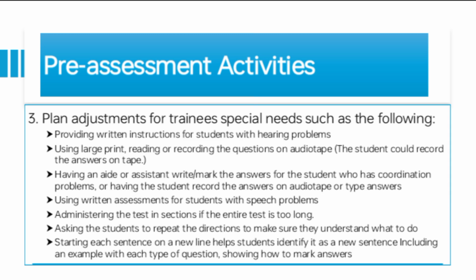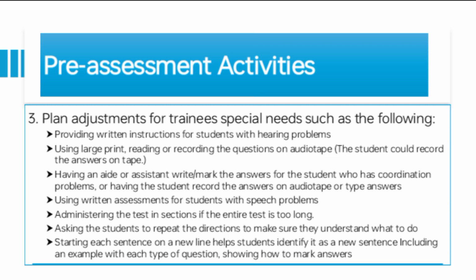Next is plan adjustments for trainees' special needs, such as the following. First, providing written instructions for students with hearing problems. Second, using large print reading or recording the questions on audio tape. The student could record the answers on tape. Third, having an aide or assistant write or mark the answers for the student who has coordination problems, or having the student record the answers on audio tape or type answers.